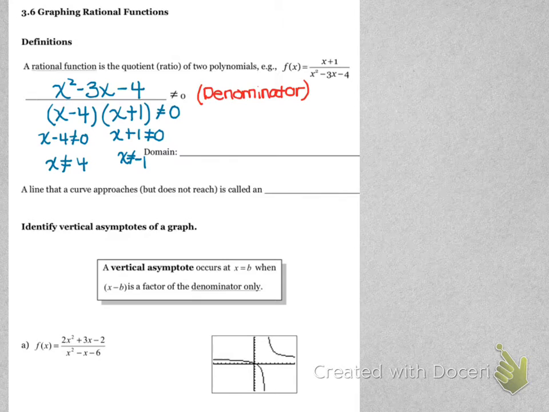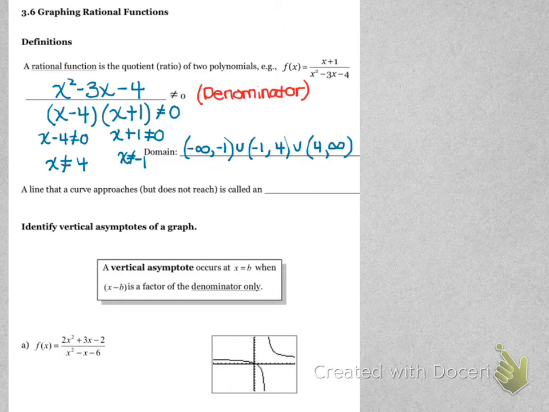So what does this mean for our domain? Well, that means it's all real numbers except negative 1 and 4. In interval notation, we start at negative infinity all the way to negative 1, but we have a parenthesis because it can't equal that. Then we start again with a parenthesis, to 4 with a parenthesis, and then we finish with 4 to infinity. Again, 4 has a parenthesis. So this is how we write it in interval notation, all real numbers except negative 1 and positive 4.